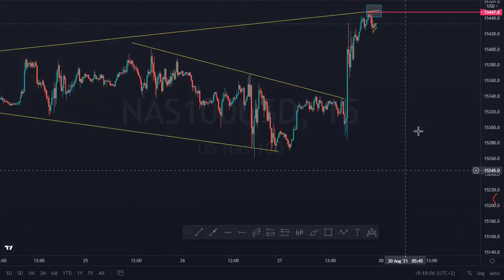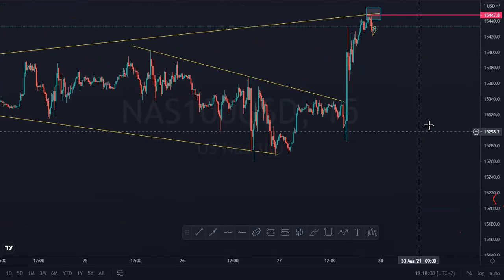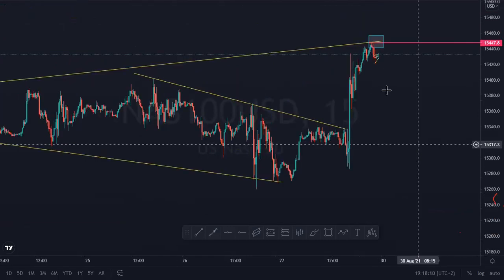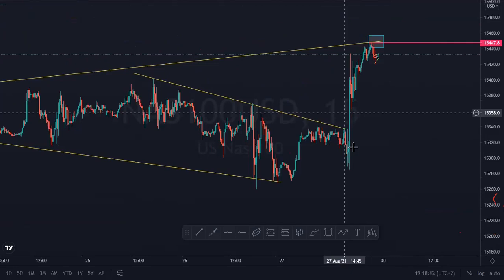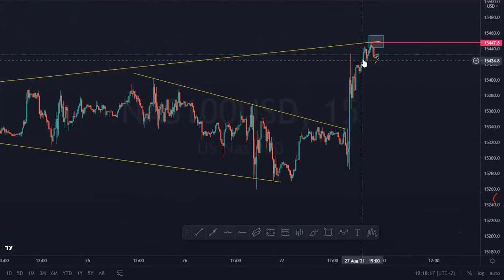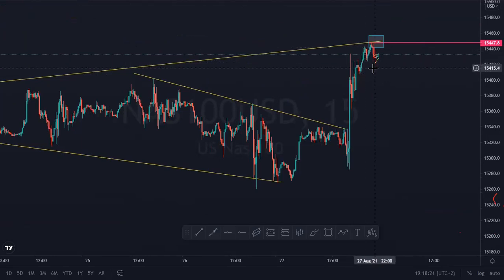Guys, okay, I'm gonna go to this issue of the news a little bit later. Okay, we are here, guys. If you can see here, Nasdaq was pushing up. When it gets here, it created something like an M. I'll show you this M on 5-minute time frame because we are on 15 now.